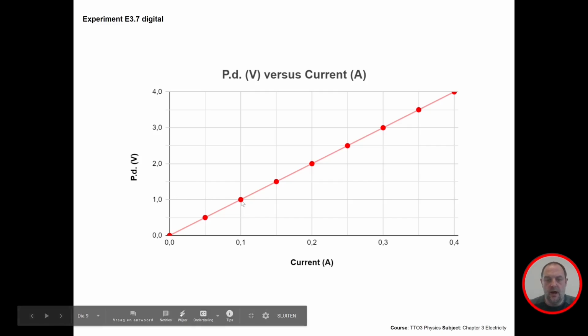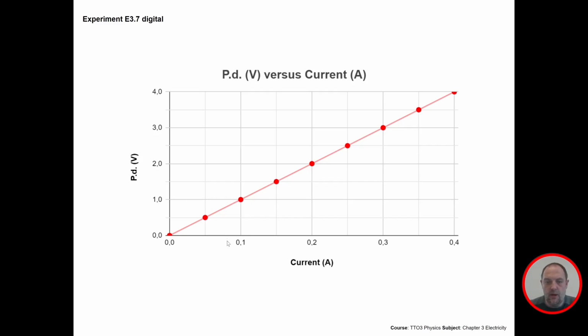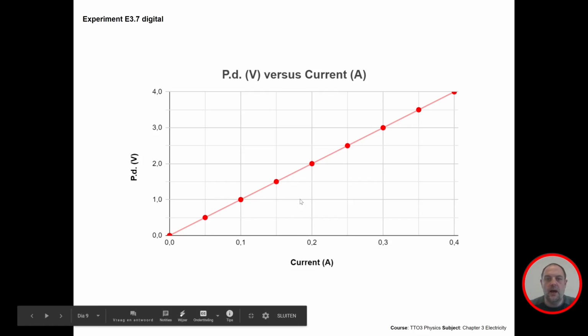So let's see how that works. So for instance, I take a current of 0.1. If I double that, I get 0.2. The value for the potential difference is 1 over here, and I need to double that as well. I get 2, and you see that is exactly at the same dot. So those two quantities are directly proportional.